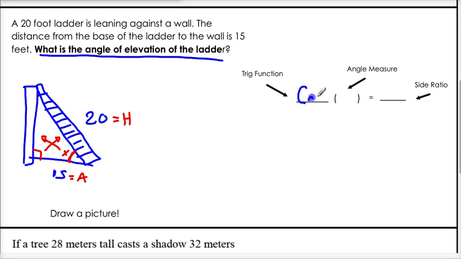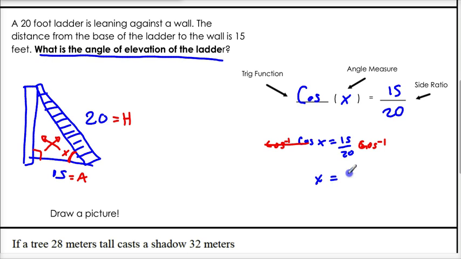So it's the cosine of x is equal to adjacent over hypotenuse, otherwise known as 15/20. Let's rewrite this out. Cosine x is equal to 15/20. Let's use our inverse function now. To get x by itself, cosine -1 on both sides, cosine -1. Boom, these cancel out, and I could rewrite it as x is equal to cosine -1 of 15/20.